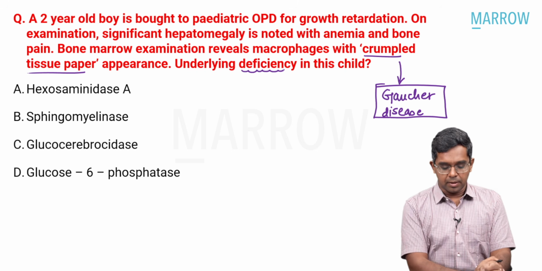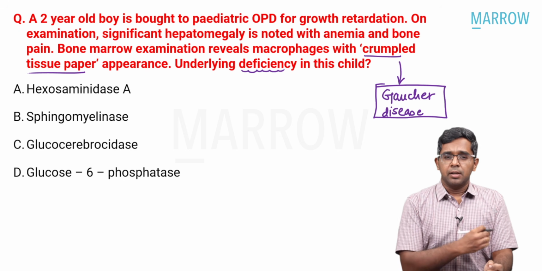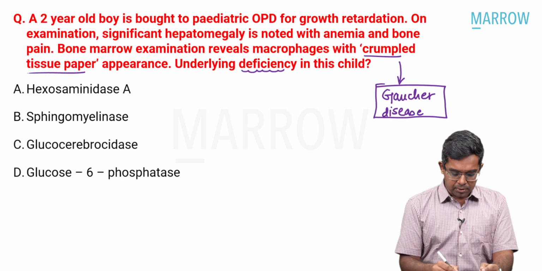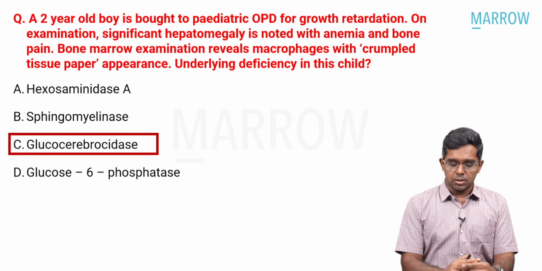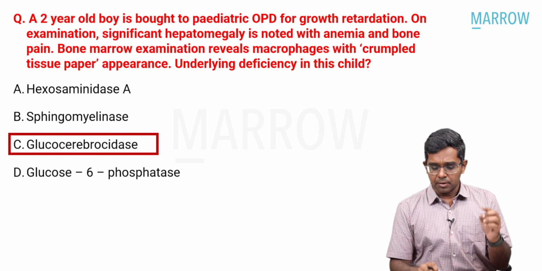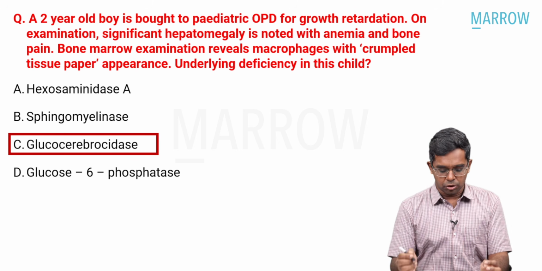Is it hexosaminidase A, sphingomyelinase, glucocerebrosidase, or glucose-6-phosphatase? It goes without any doubt. The answer is glucocerebrosidase. That is the enzyme deficiency in Gaucher's disease. Okay, so please don't forget that it's a repeatedly asked exam question: crumpled tissue paper appearance of Gaucher cells.